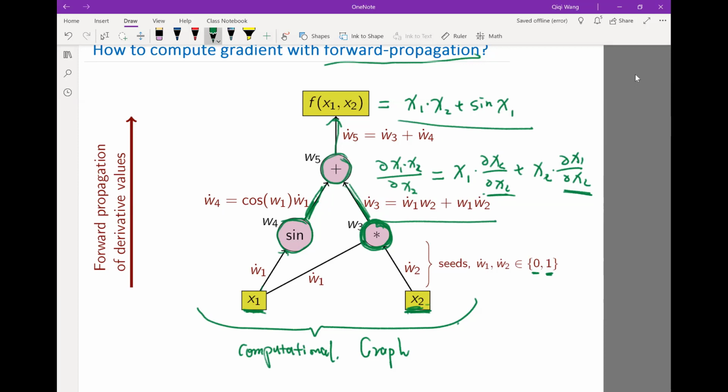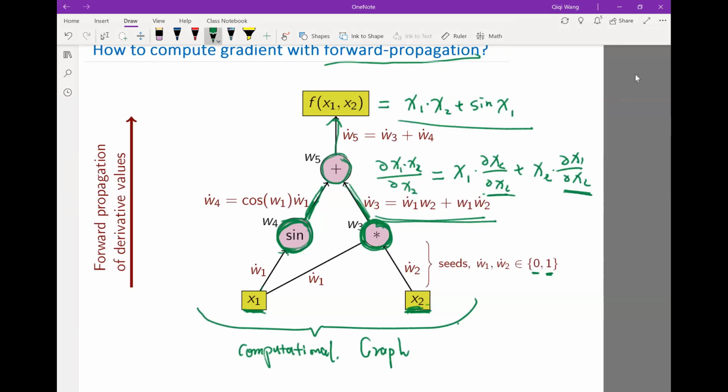I mean, this procedure actually works no matter what the inputs of the product are. So if the product happens in the first stage of this computation or happens somewhere in the depth of the computation, it doesn't matter. We follow essentially the same rule here for computing the derivative of the output of the product. Similar things happen in this sine operation.